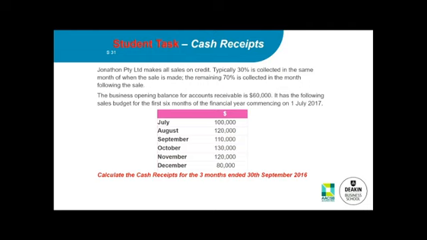Because the end of the financial year was 30th of June, and the closing balance there was $60,000. That means the opening balance on the 1st of July is $60,000, and that's how much we expect to collect in cash this month, coming from June. So what we need to do is calculate the cash receipts for the 3 months ended 30th of September 2016. How do we do it?